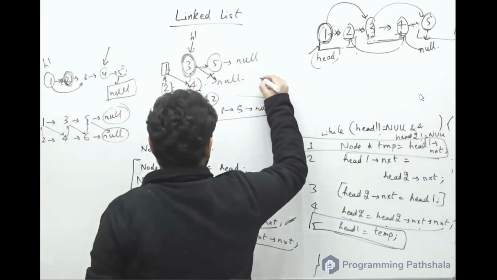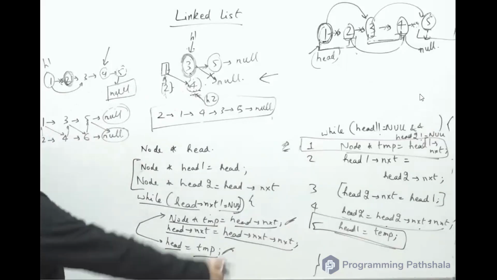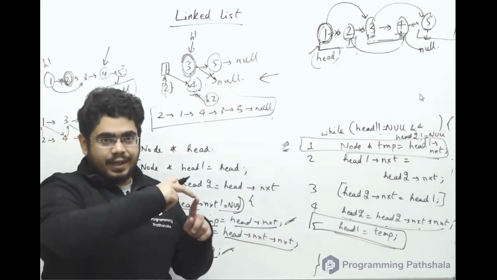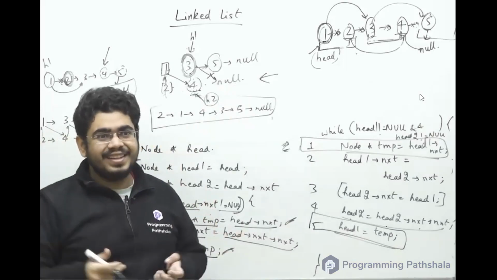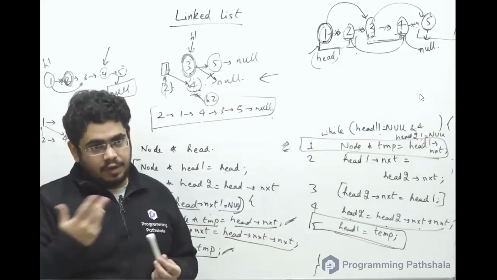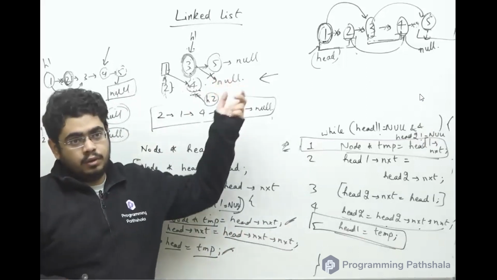Can the bottom list ever have more elements? No, right? It cannot happen. Why? Because we are literally taking odd ones first, right? So it can be either even or odd. If it's even, then they are equal. If it's odd, then the first one has one more than the next one.